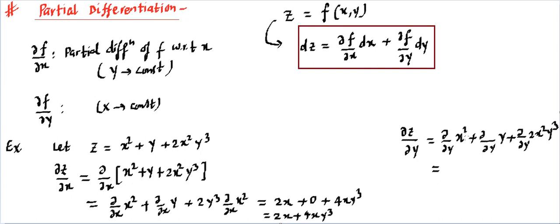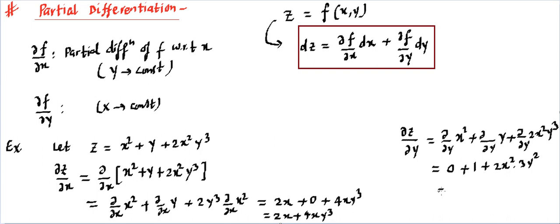So first is differentiation of a constant, which is going to be 0. Second, differentiation of y with respect to y is 1. Third, from here you can take this 2x square outside because 2x square is a constant now. y is a variable, and differentiation of y cube with respect to y will come out, by the power formula, as 3y square.